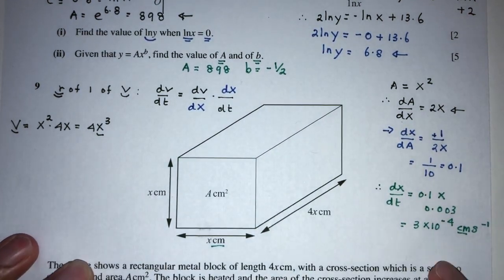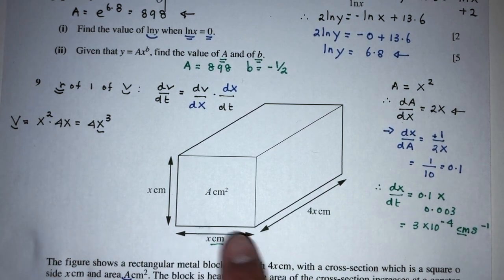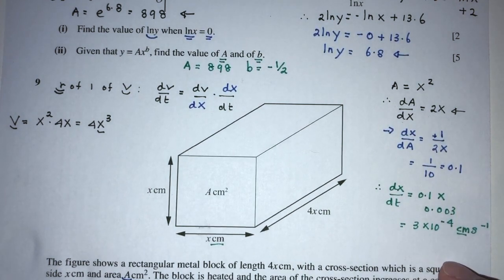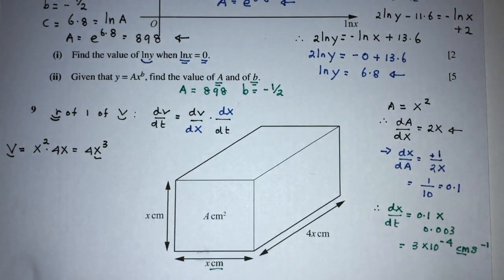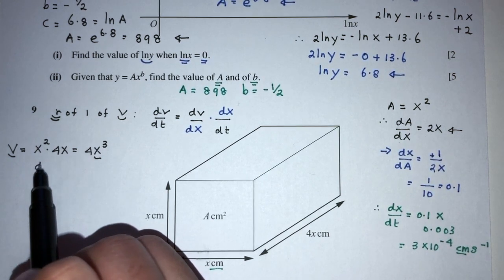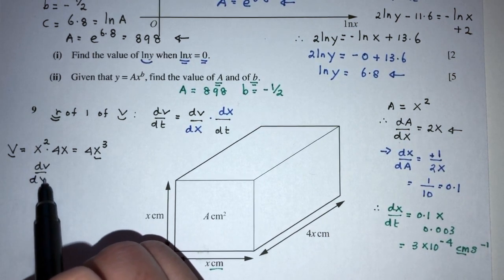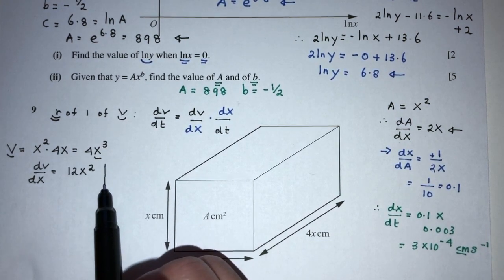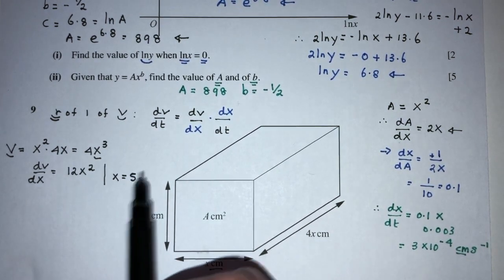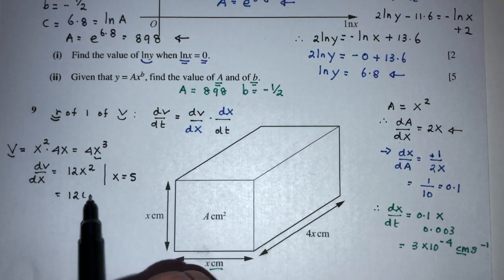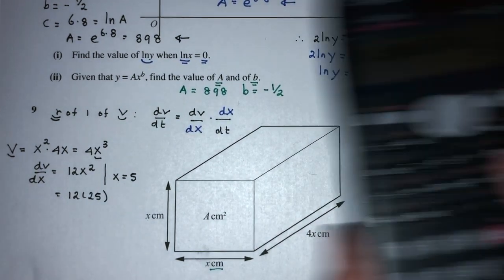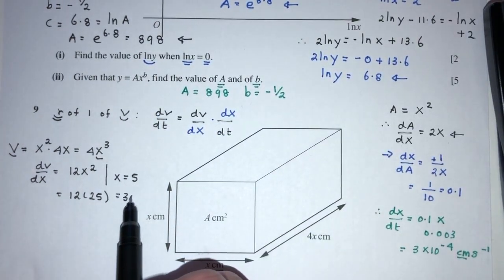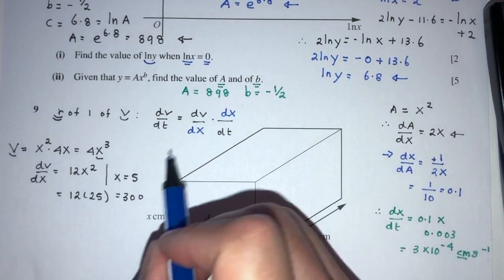Okay, now, same way, length times width times height, you will get the same thing. Doesn't really matter here. So let's replace the values that we need in this equation. V is this, so we can find dV by dx. That will be 12x squared. Again, we need the values at x equal to 5. That will be 12 times 25. So let's find the value. That will be 300 for this value. So this will be 300 here.